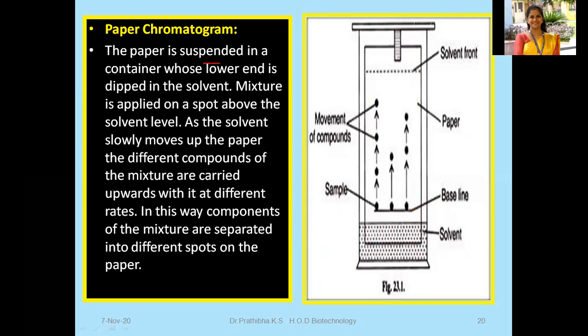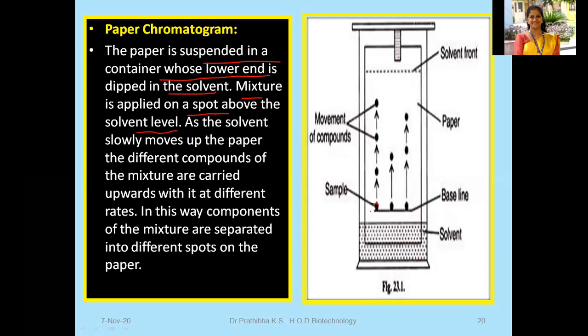The paper is suspended in a container whose lower end is dipped in the solvent. Make sure the spotted line should not dip in the solvent. Mixture is applied on a spot above the solvent level. This is the solvent level, above the solvent level. As the solvent slowly moves up the paper, the different compounds of the mixture are carried upwards with it at different rates. In this way, compounds of the mixture are separated into different spots on the paper.